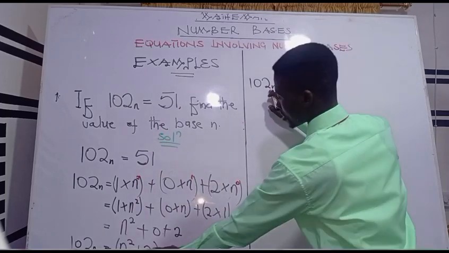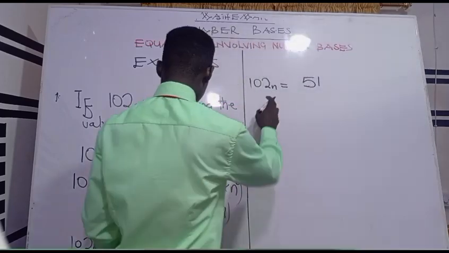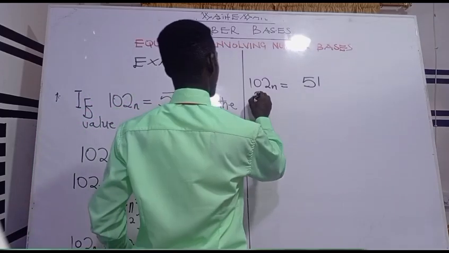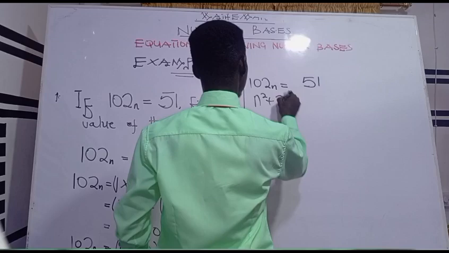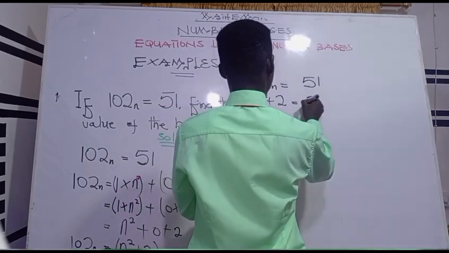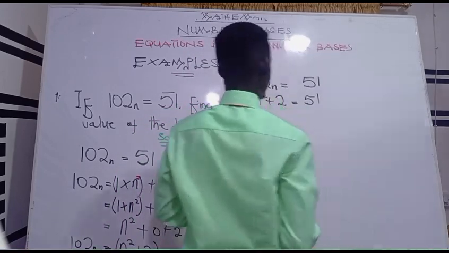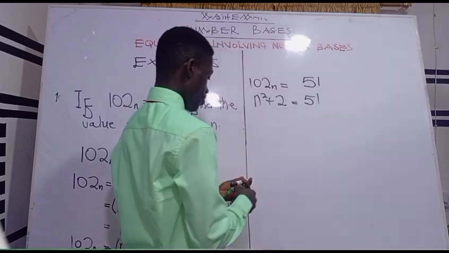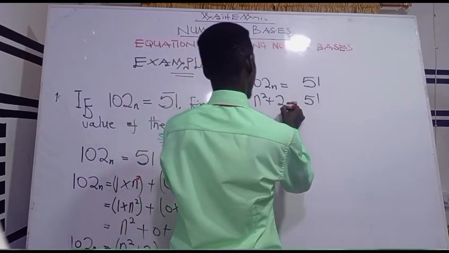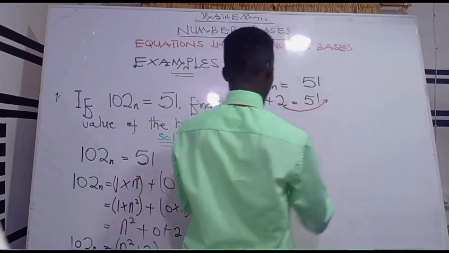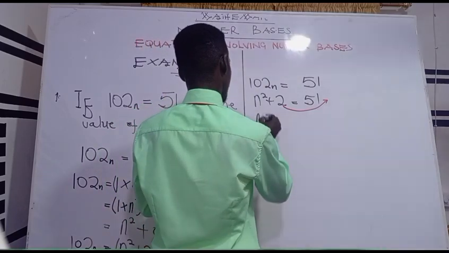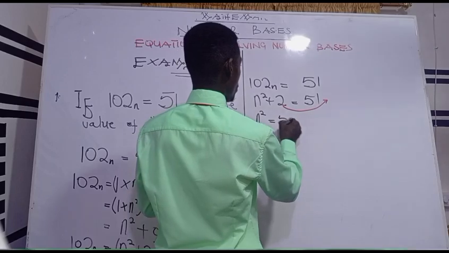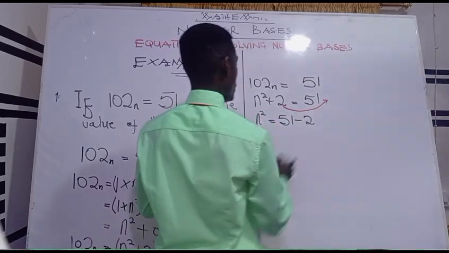But this has been expressed in base 10, so we are going to replace this by that. So we have n squared plus 2 is equal to 51. So what do you do? You do what we call transposition. We transpose this to this very side, and then we'll be left with n squared is equal to 51 minus 2.